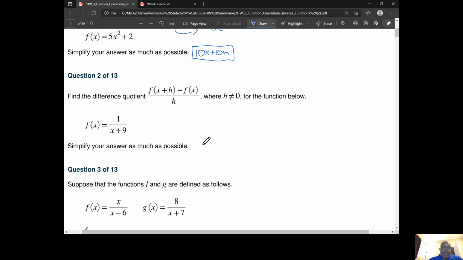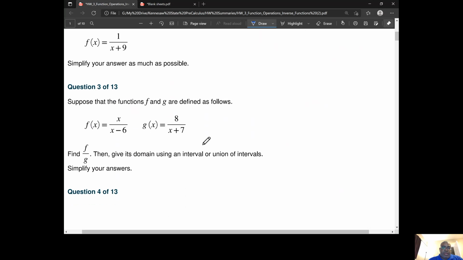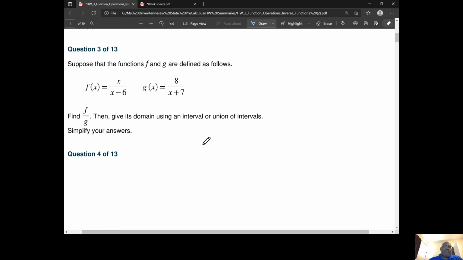Let us continue. Number 3. Suppose the functions f and g are defined as follows. f of x is x over x minus 6, and g of x is 8 over x plus 7. Find f over g, then give its domain using an interval or union of intervals, and simplify your answers.